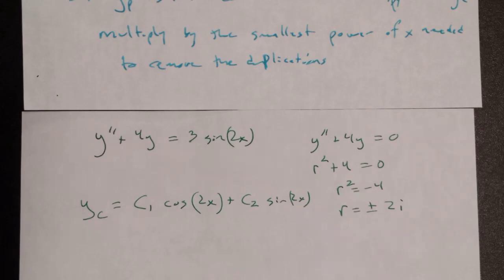And there's the alarm bell in my head. We messed up. No, we didn't mess up. I have to look at my particular solution, and it should look like something with a sine 2x in it. I already have that. So I multiply by an x, and I get x sine 2x. What else do I get?